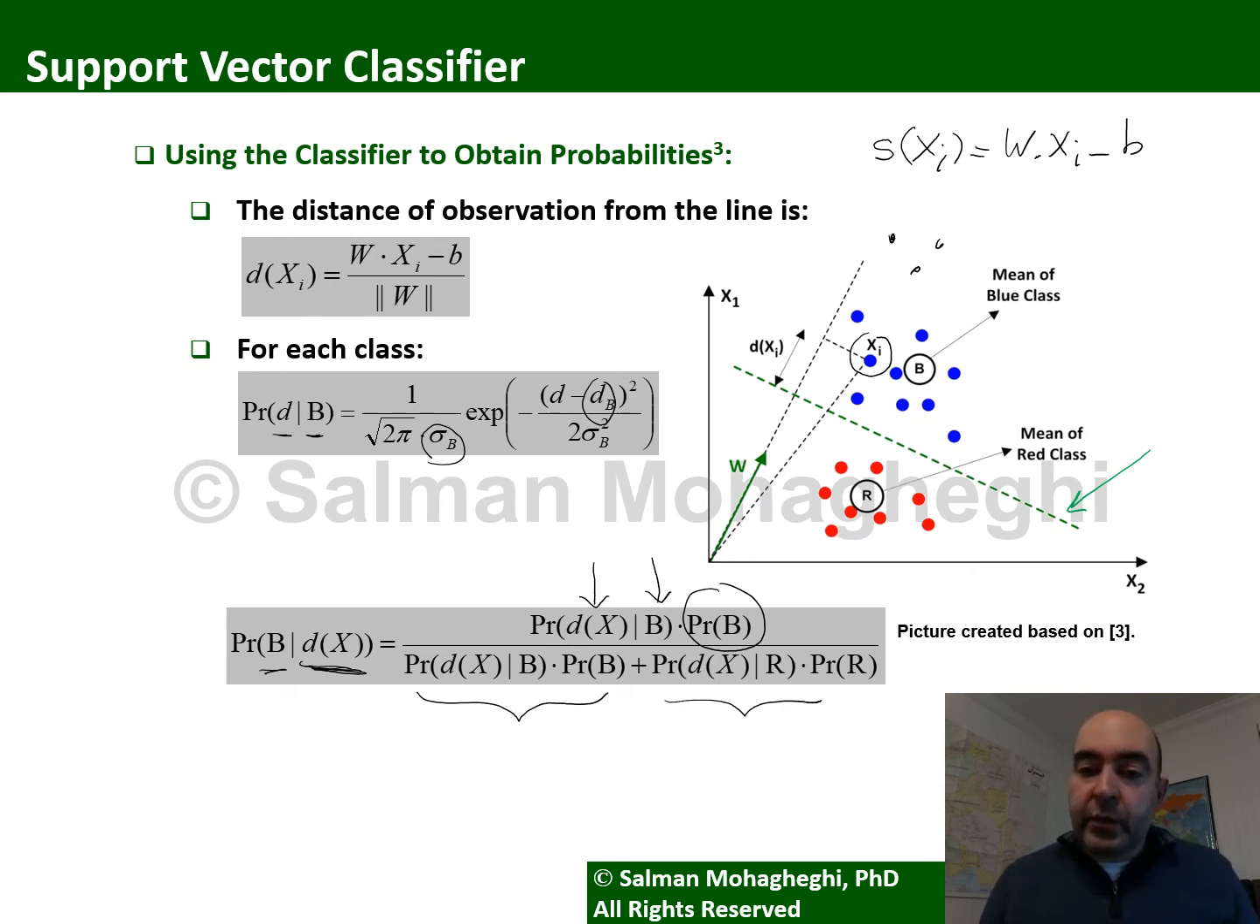You might wonder, what is the probability of class blue and what is the probability of class red? These are the prior probabilities. So you could look at your training data and say, out of 1,000 observations, 600 belong to class blue and 400 to class red. So the prior probability of class blue would be 0.6, and for class red would be 0.4.